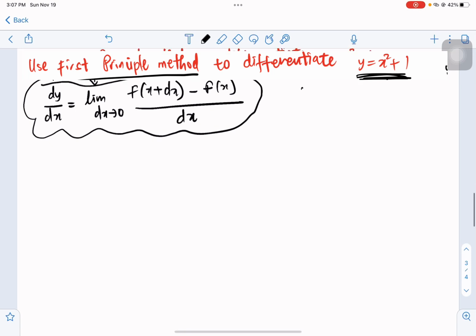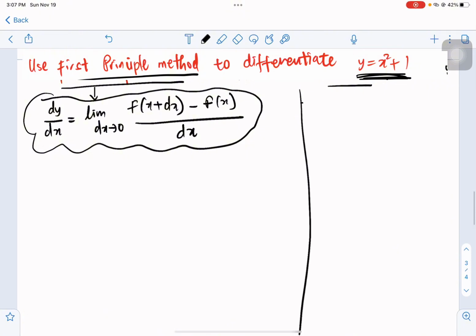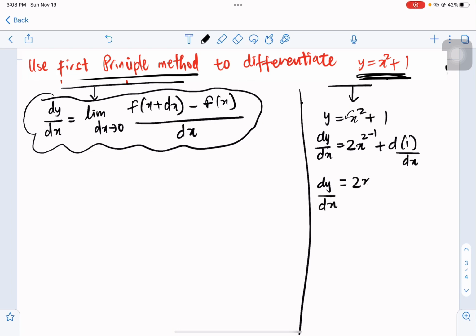Now, normally when you differentiate this function, y equals x squared plus 1, you will get dy over dx equal to, so this exponent will come in front, and from the exponent 1 will get subtracted, right? And differentiating a constant will always be 0. So dy over dx is 2x raised to 1. So this is your answer.